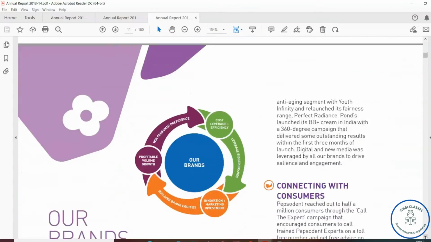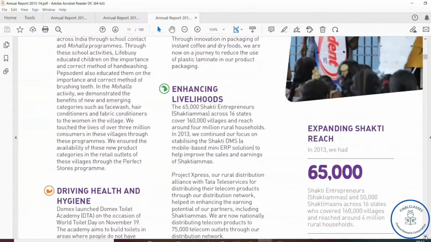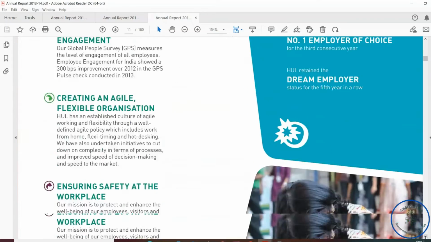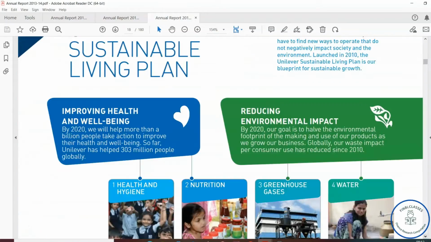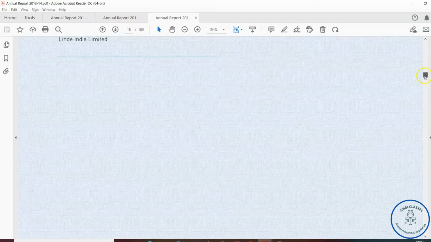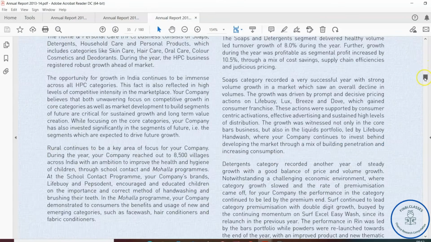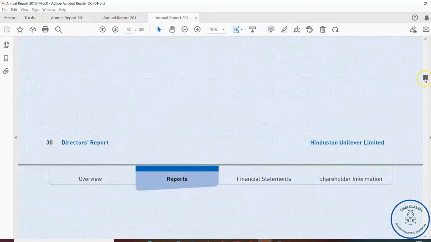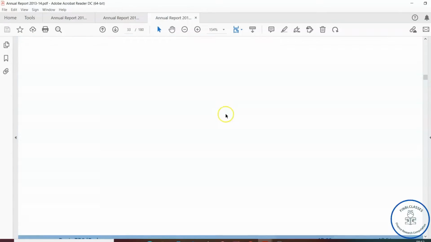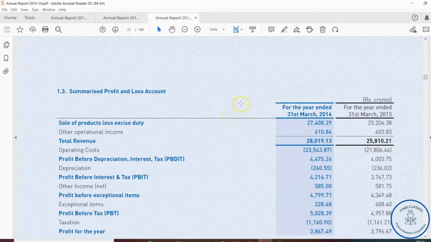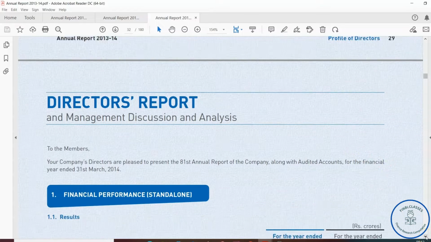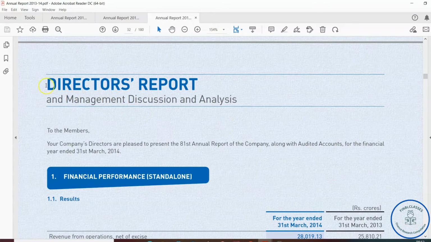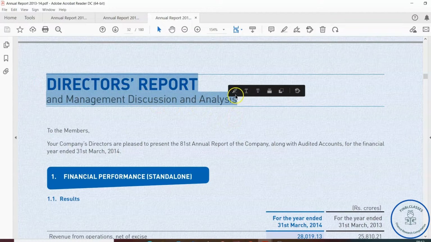Now the next information that we have to get into is the financial statement. So let us get directly into the consolidated financial statement. Just drag it down and we directly get into the financial statements. This is the report they have given. This part can also be seen in the annual report, that is the director's report and management discussion and analysis. This is also important.